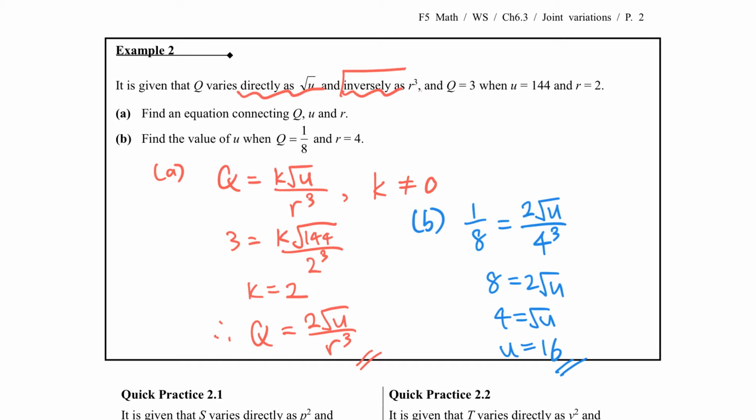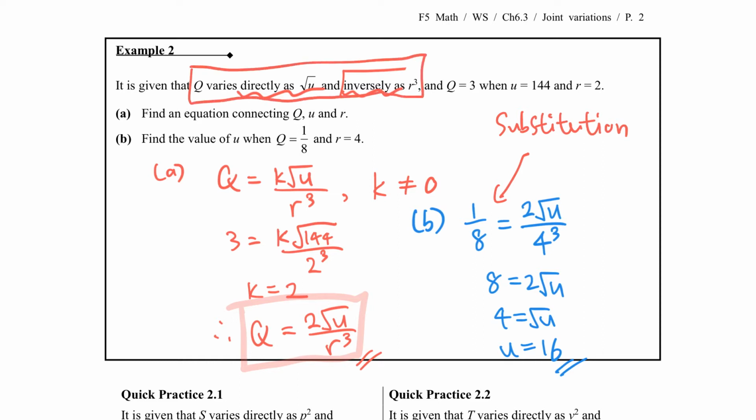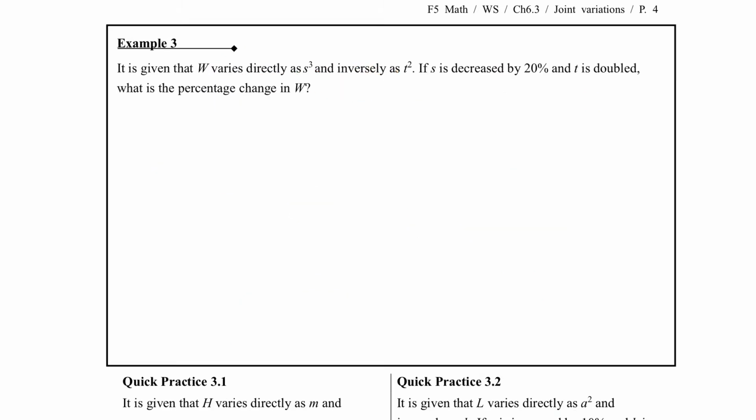So for most of the questions, the first part is finding the equation first, and the second part is the substitution. What I have to do is read it carefully. What kind of variation is it? Is it jointly by what? Is it direct or inverse? Okay. Let's look at example 3.